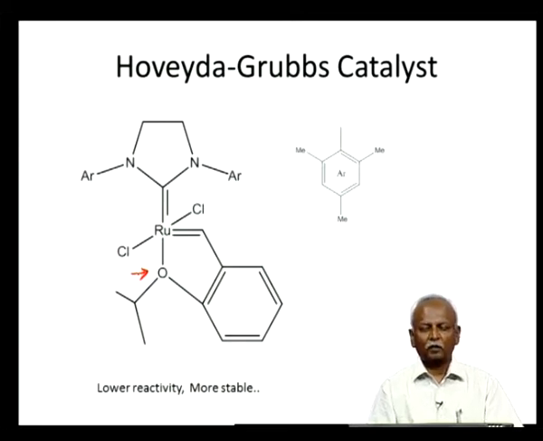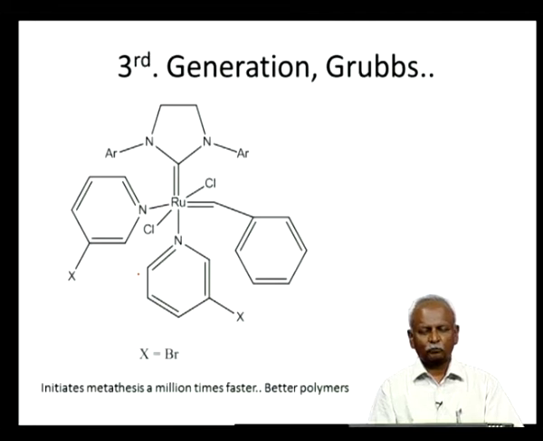After Hoveyda made this modification to the Grubbs catalyst, the Grubbs second generation catalyst was the one which was most useful, but it was not very reactive. And Grubbs showed that if you replace the pendant group with a pyridine unit, a substituted pyridine, and if you react the Grubbs second generation catalyst with pyridine, specifically bromopyridine, then it turned out to be an extremely useful catalyst. It was extremely reactive. In fact, it initiates metathesis a million times faster than the second generation catalyst.